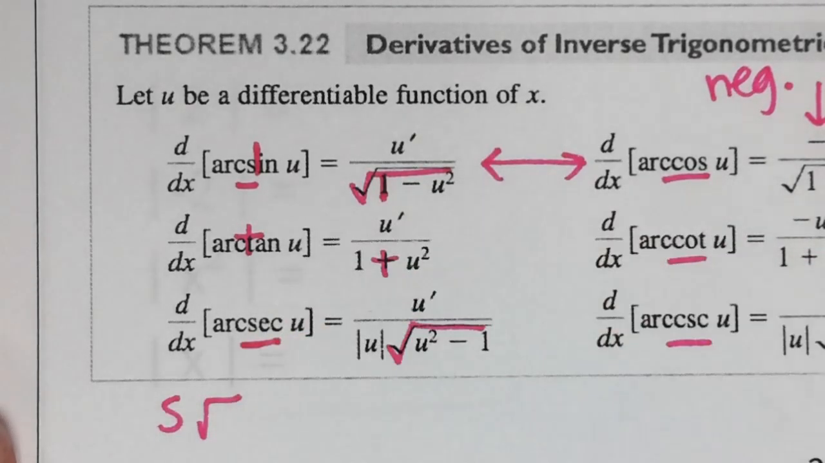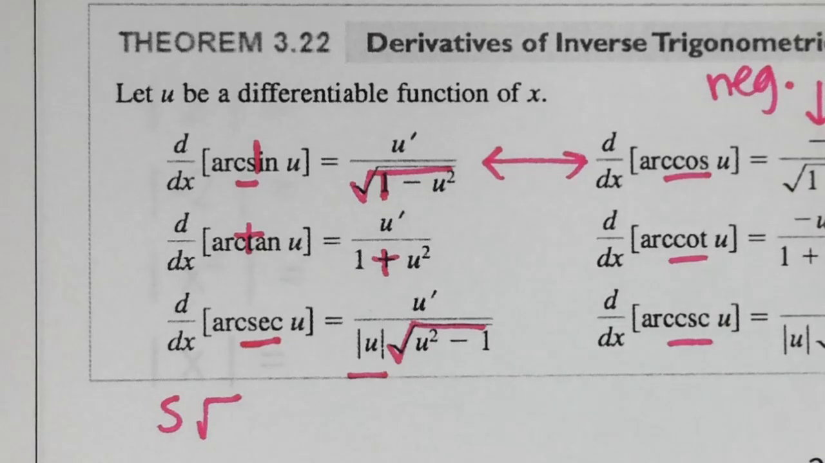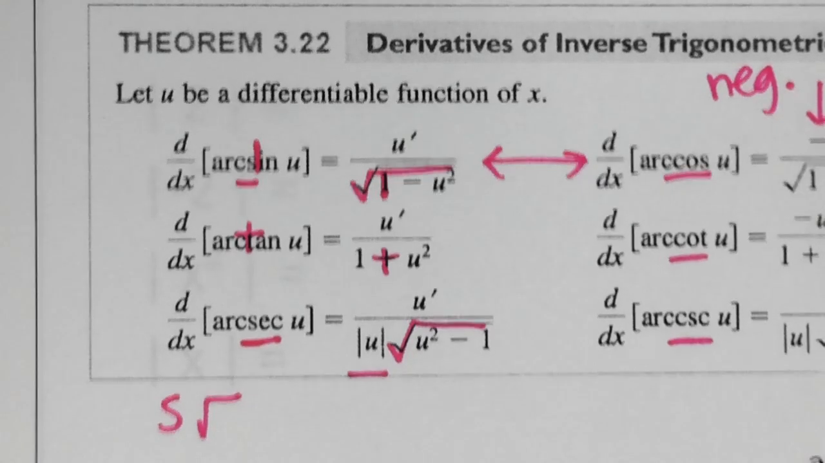The secant has a second thing in the bottom that you have to remember, and you just have to memorize that. Please stop talking while I'm talking, thank you. You just have to memorize that's the absolute value of u in there, right?